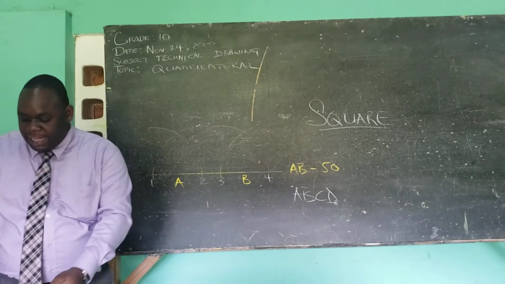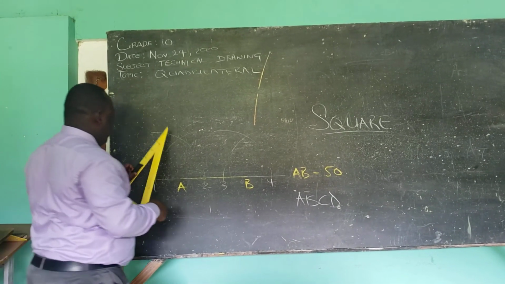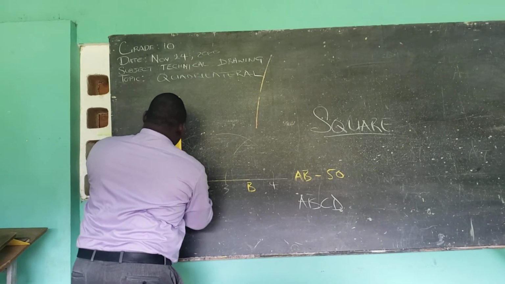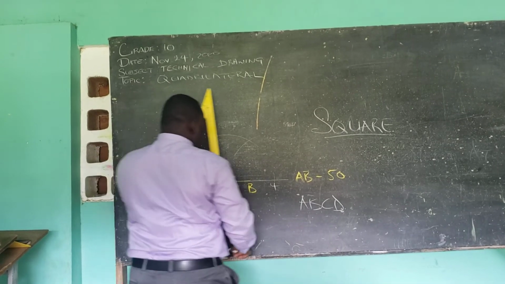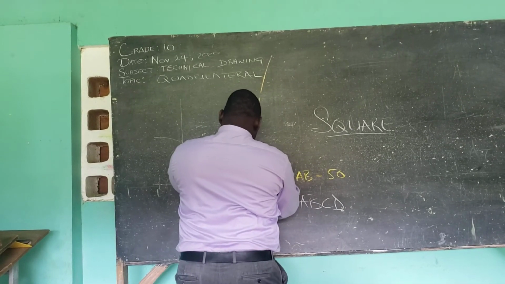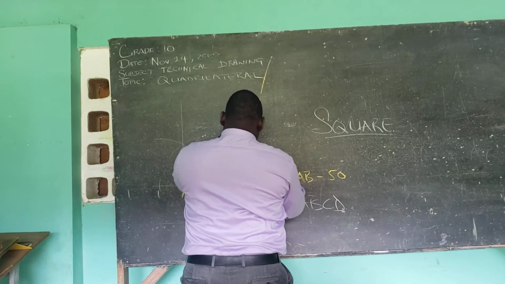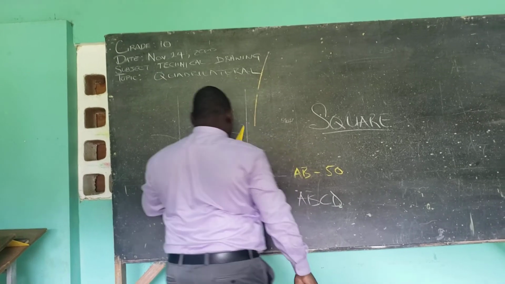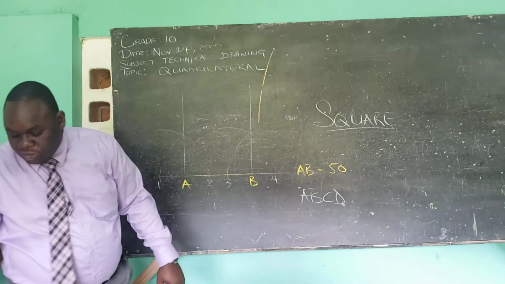Now what have you realized? We have now erected our perpendicular. So somewhere along here, we're going to be having our D, and somewhere along here, we're going to be having our C. So we have erected our perpendicular. Now everything that is in white, students, is going to be construction lines.